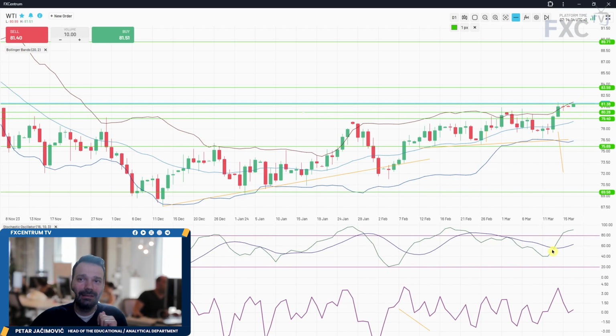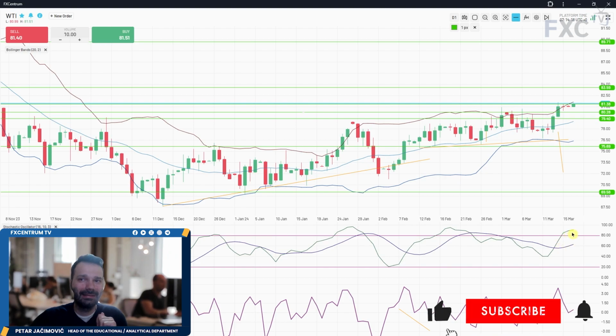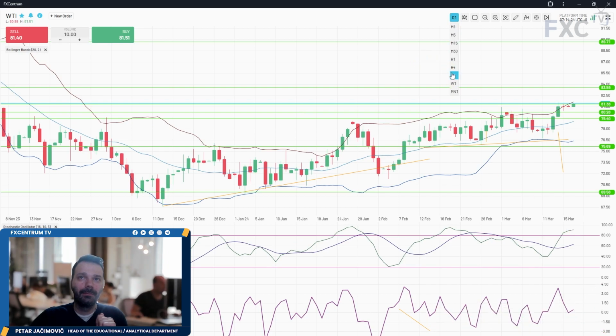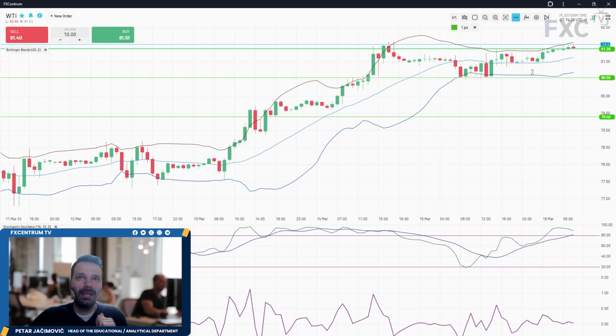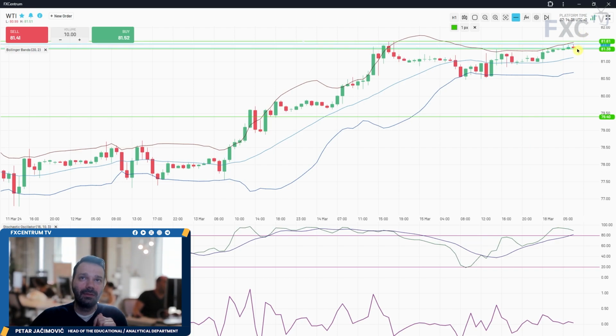We can see here that the slow line is sloping to the upside. It turned to the upside, but the fast line is also trading upside. If we take a look at the hourly time frame, we can see that we have the resistance and upper Bollinger Band at around 81.60 mark. I would like to see the breakout of that level and the market hold above it to confirm further directional move.